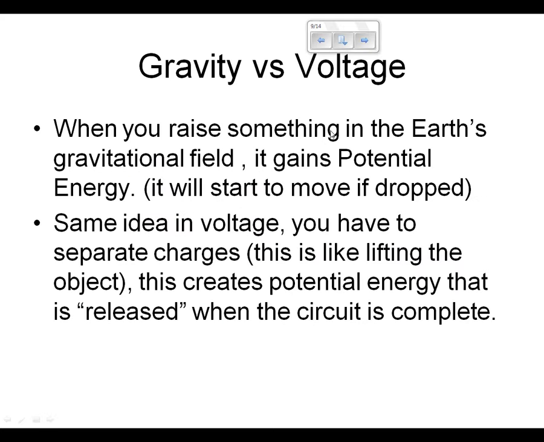Okay. This is the idea. Do you guys have this? You probably don't need to write this down, right? So this is that idea about gravity. When you raise something in the Earth's gravitational field, it gains potential energy. It will start to move if dropped. Same idea in voltage. You have to separate charges, separate the negative and positive. This creates potential energy that is released when the circuit is complete. So really, inside a battery like this, you've got electrons on one end and protons on the other end, and they are separated a long ways, so to speak. Here, they're not separated so far, not as much voltage. It's kind of hard to understand. I'm still not 100% clear on it myself.